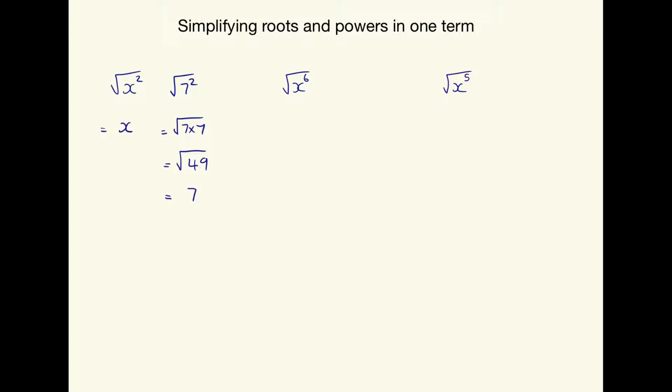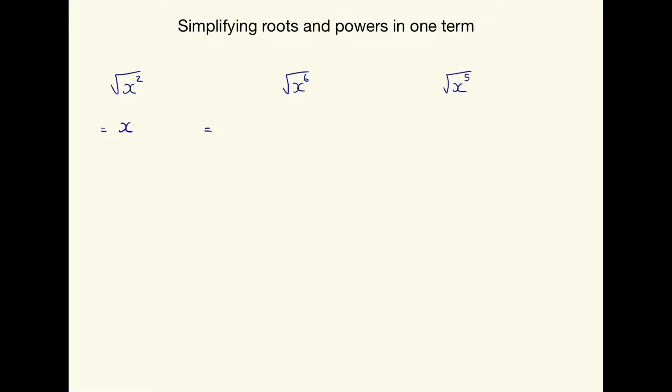But what happens if you have a harder question, like root x to the power of 6? The 6 does not just cancel out with a square root. It's a little bit more difficult than that. There is a trick that I can show you, but let's go through the understanding of why we can use that trick in the first place. So I'll rub this out so I have a bit more space.